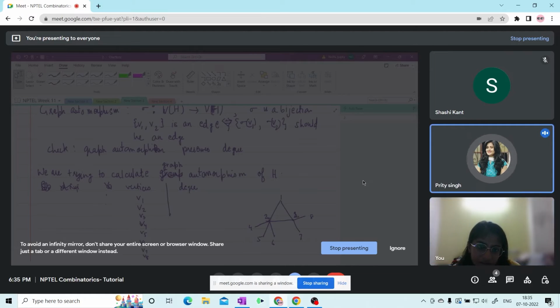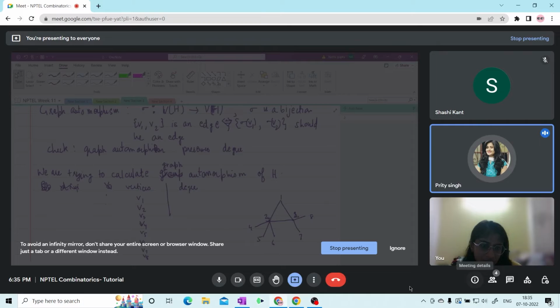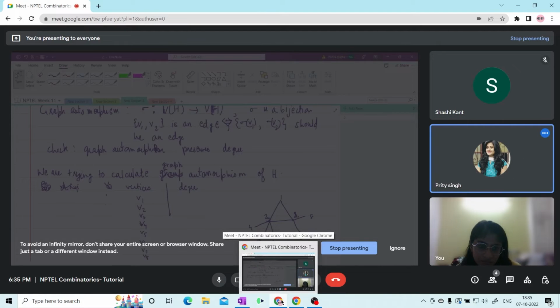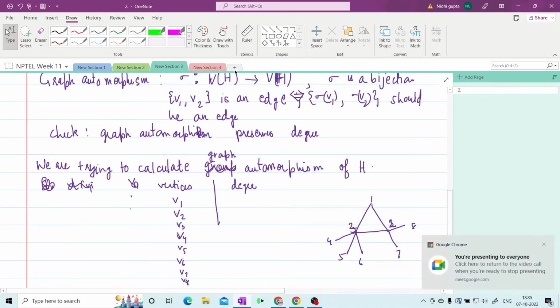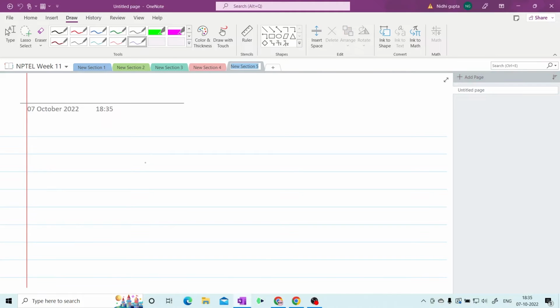Ma'am, this question is related to set theory. I have some finite sets, and I want to find the minimum collection of subsets whose union will be the set of all elements. Okay, then the minimum subset. So you have a finite set.